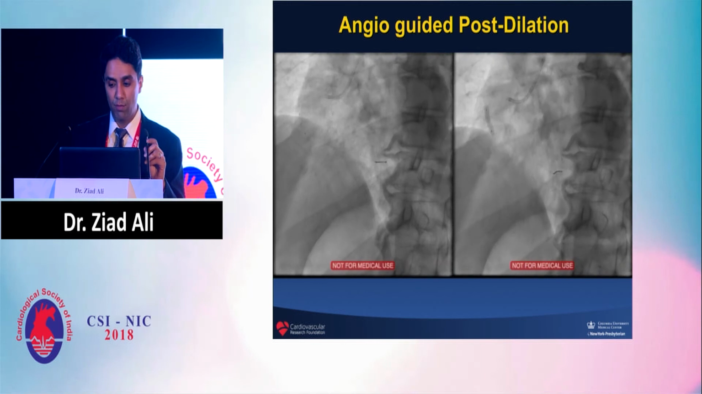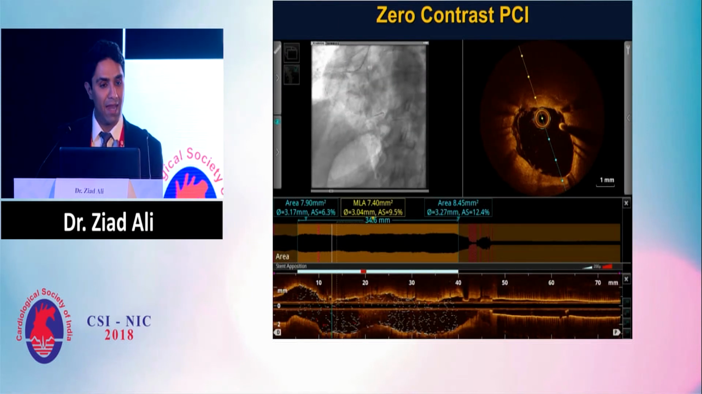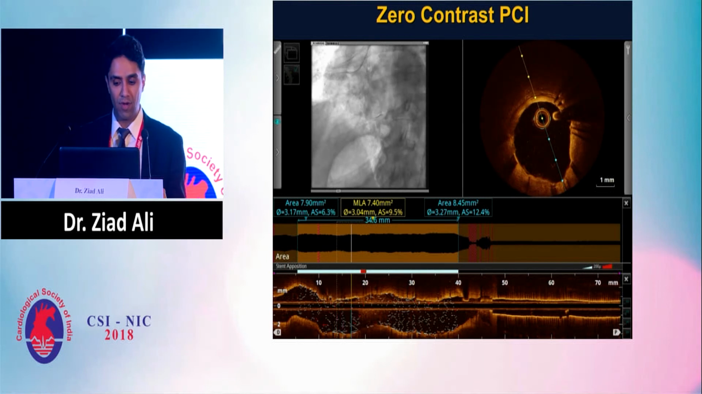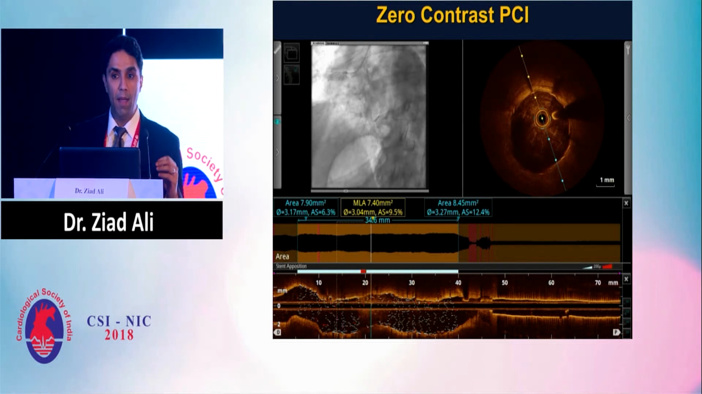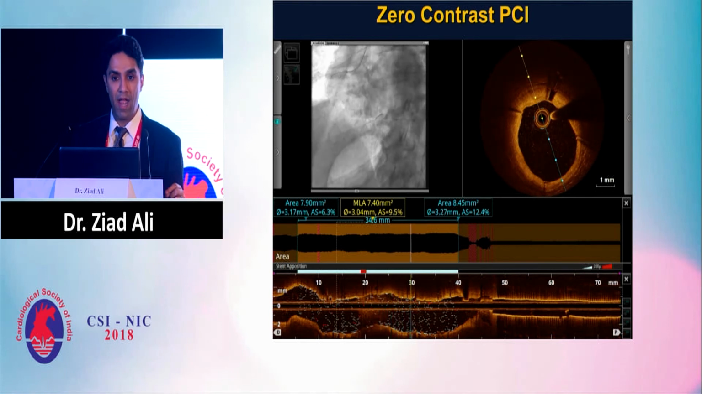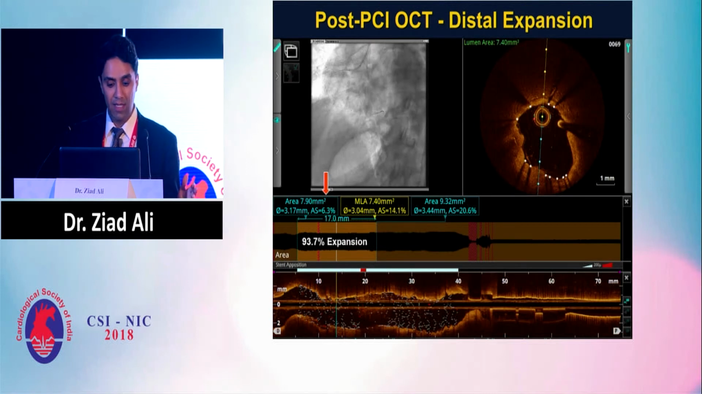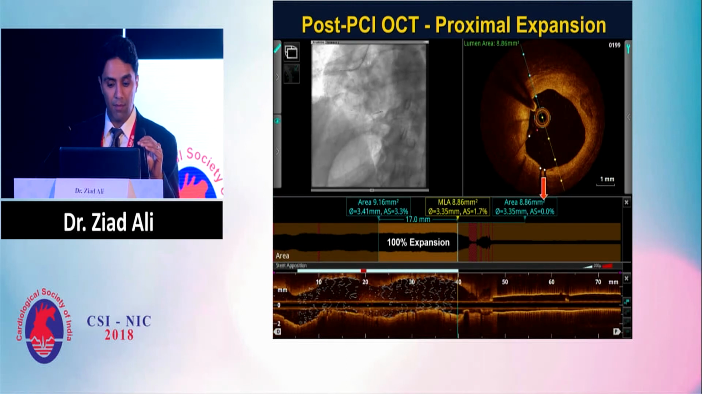Angiographic post-dilation is performed, and then following this, a post-PCI OCT, again without a single drop of contrast, shows that we can perform PCI that's optimal with full stent expansion and no edge complications without using a single drop of contrast. Here you can see that the distal stent is fully expanded, being more than 90%, and in the proximal half of the stent, again, perfect expansion.